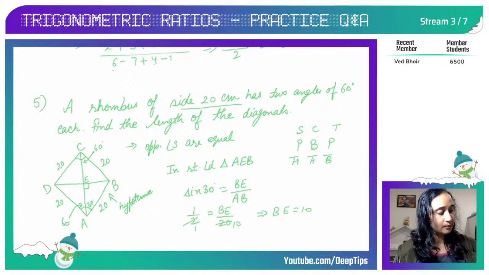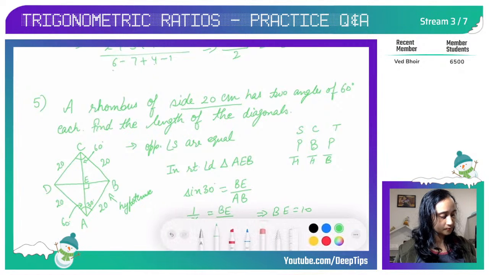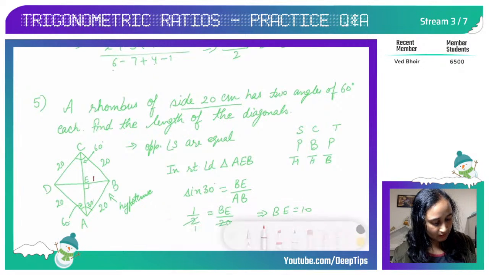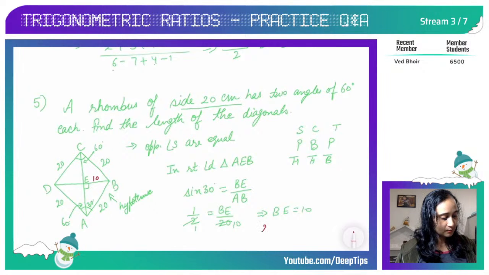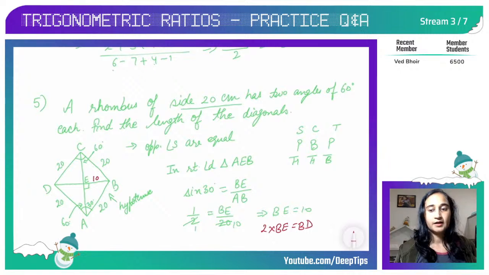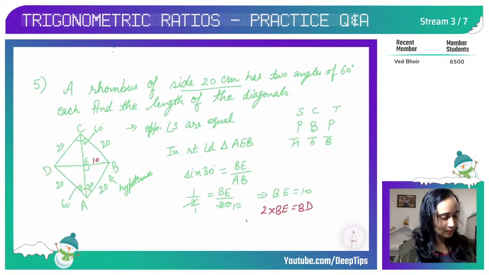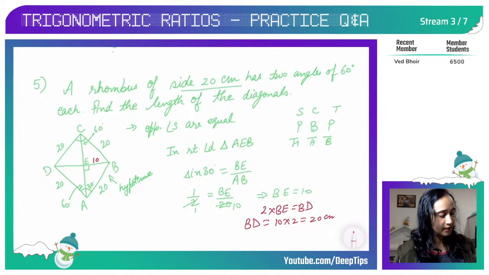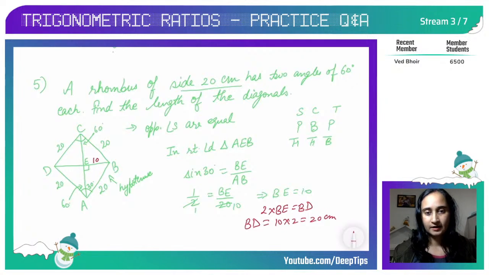So now when my BE is 10, I can just double it. 2 times BE gives me BD, correct? So BD is equal to 10 into 2, 20 centimeters. So I get the length of one diagonal BD, but I have to find the length for AC also. For that I need AE. So which trigonometric ratio can I use?